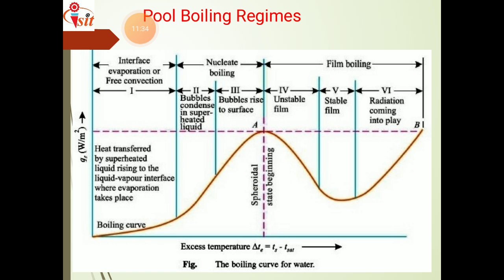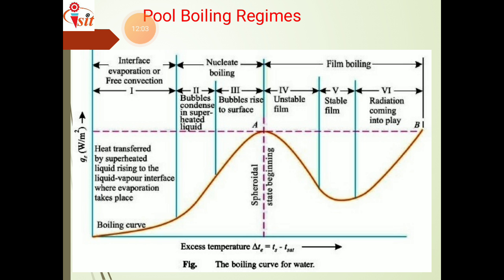That point is known as critical heat flux or burnout point, where there is a maximum heat flux, and this is the point where transition from nucleate boiling to film boiling starts. As excess temperature further rises, heat flux decreases rapidly, and it is the initiation of film boiling, right?